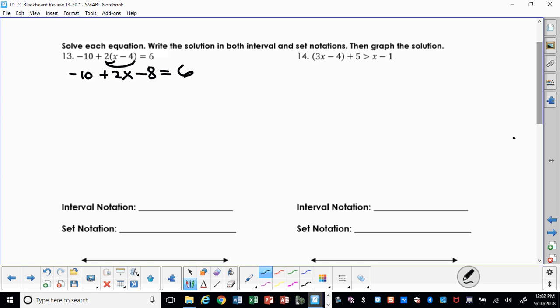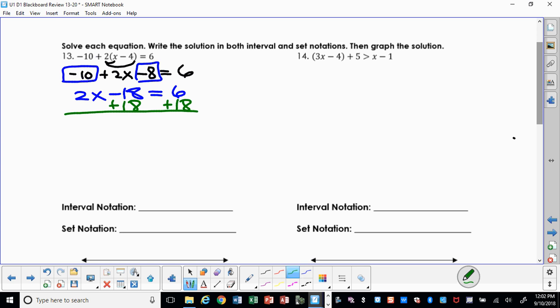All right. And then I'm going to combine my like terms. I have a minus 10 and a minus 8. So I've got 2x. That would be negative 18 equals 6. Okay. And then now I'm going to get rid of the 18, so I'm going to add 18 to both sides. So I get 2x equals 24, divide by 2, and I get x equals 12.